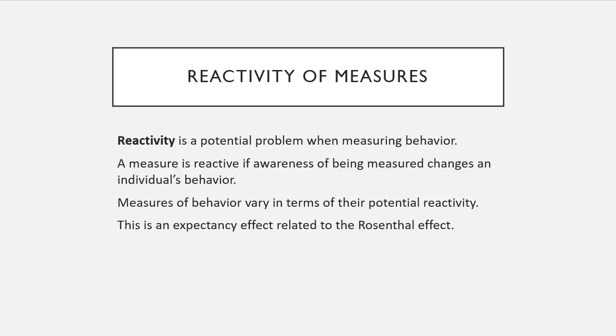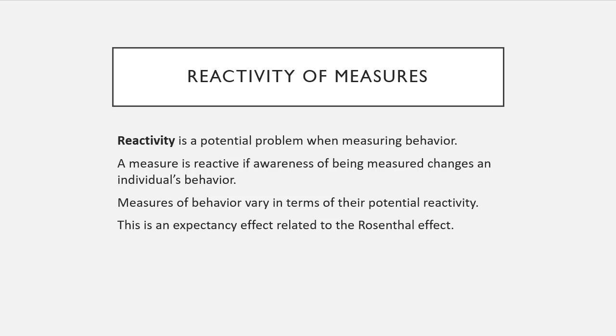The last thing that we're going to focus on is what we call reactivity of measures. Reactivity is when people respond in a particular way because they are being careful about their responses. They want to look good, so there's a social bias about how we respond, so we want to look favorable with our responses. Maybe we respond a certain way because we don't think that our results will be kept confidential.